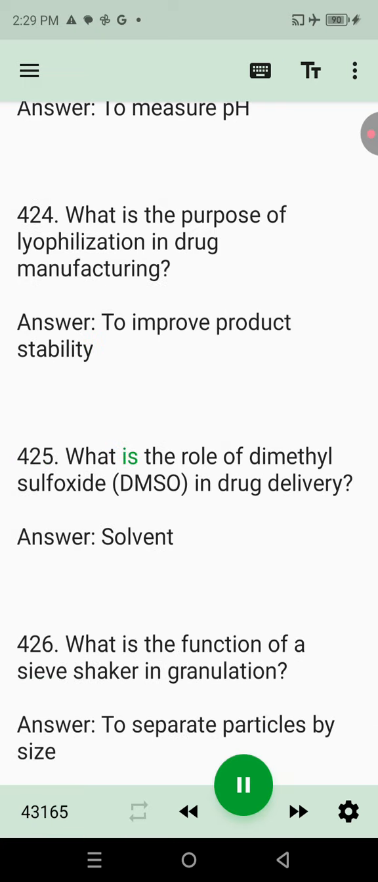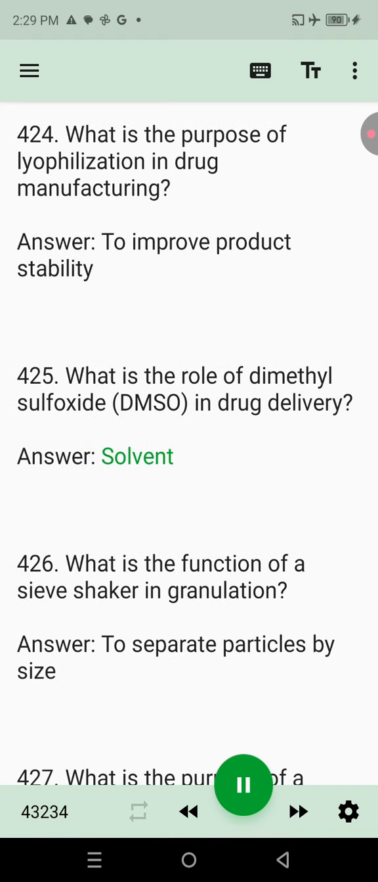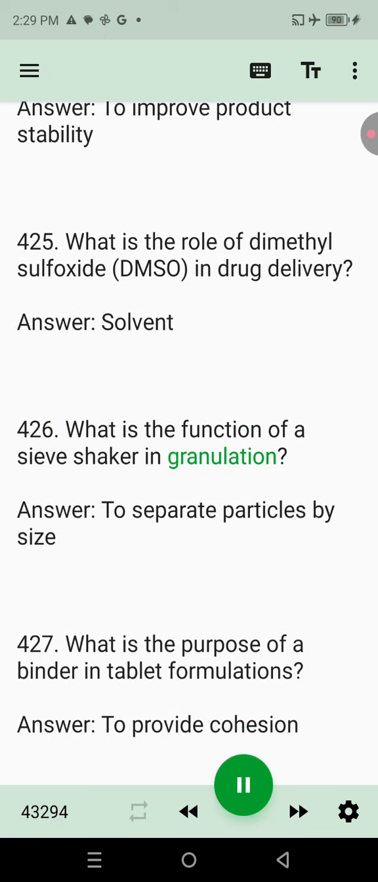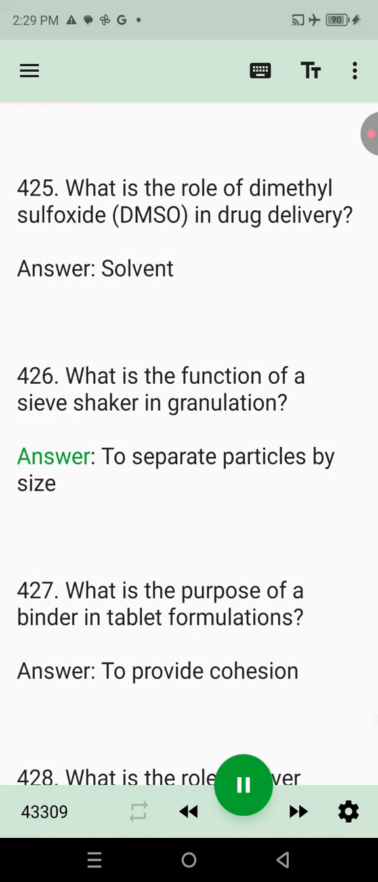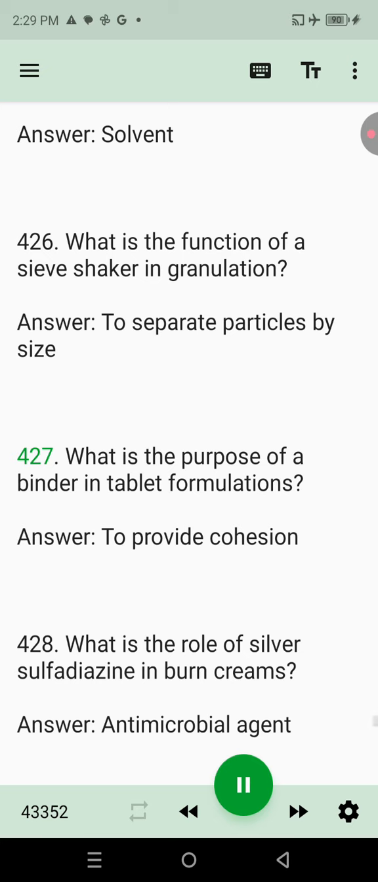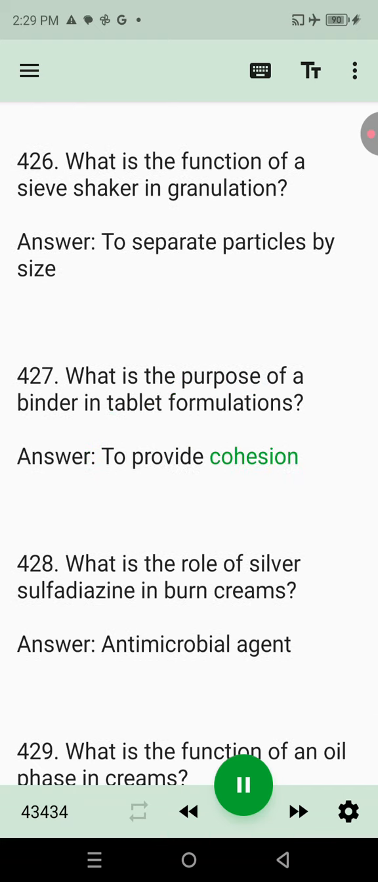425. What is the role of dimethyl sulfoxide (DMSO) in drug delivery? Answer: solvent. 426. What is the function of a sieve shaker in granulation? Answer: to separate particles by size. 427. What is the purpose of a binder in tablet formulations? Answer: to provide cohesion.